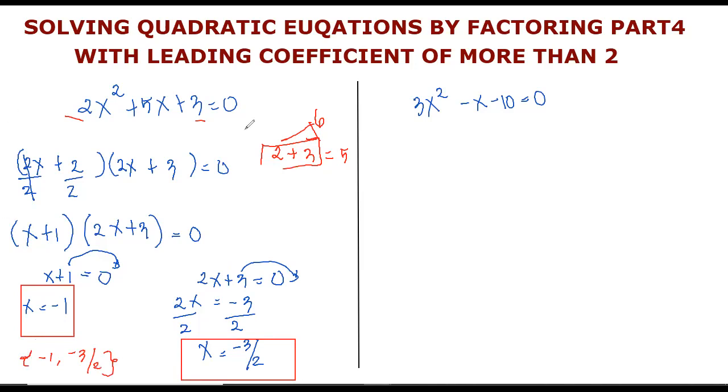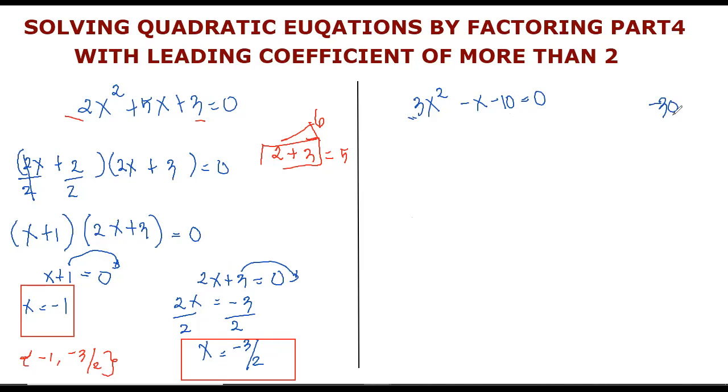Okay, now let's proceed to the second example that we have. Okay, so we have 3x squared minus x minus 10. So what is the first thing we need to consider? We need to multiply the leading coefficient to the last term of the equation. So we have 3, this one. 3 times negative 10 is negative 30. Okay, so negative 30.